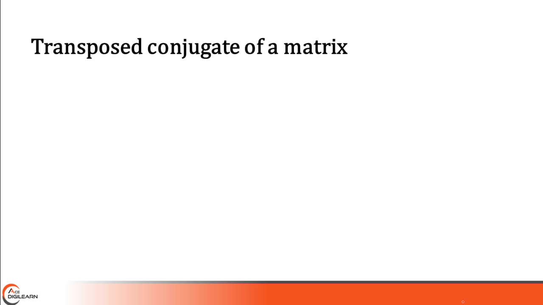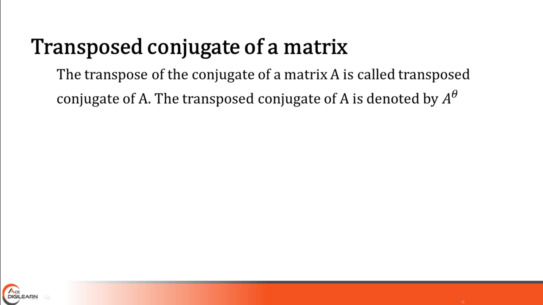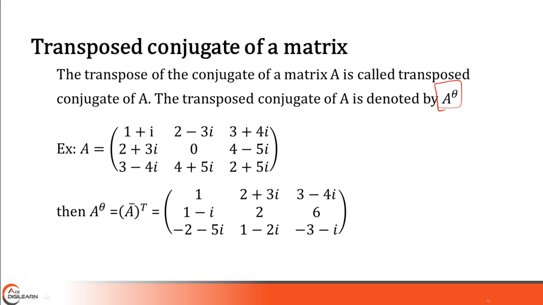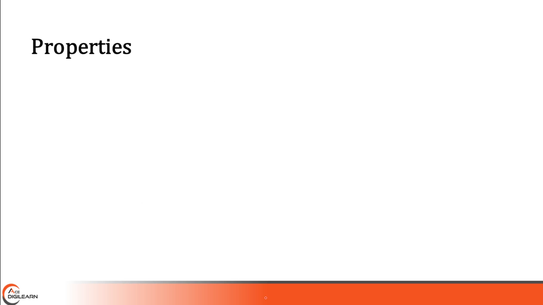Next, transposed conjugate of a matrix. Transpose of a conjugate matrix is called transposed conjugate, which is denoted by A power theta. So look at an example. A is a matrix of order 3 by 3, then A power theta is obtained by taking the transpose of the conjugate matrix. Let us see few properties of transposed conjugate of a matrix.